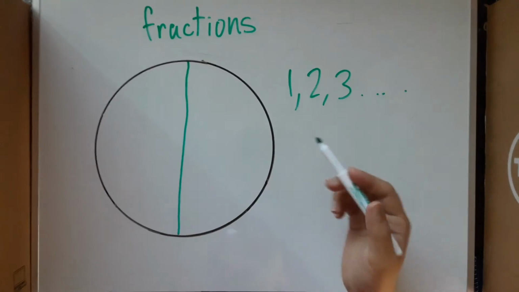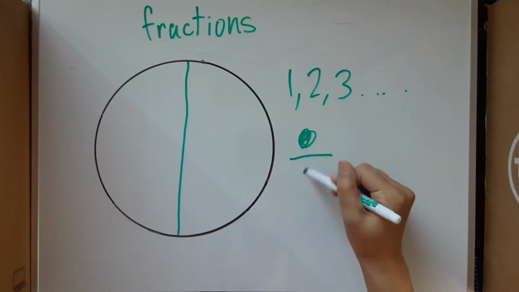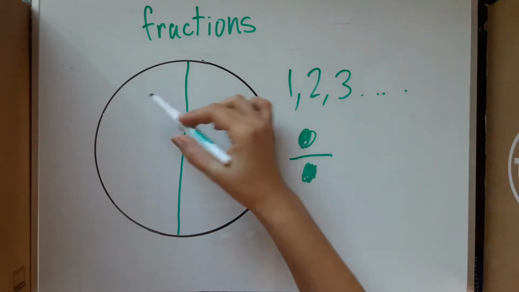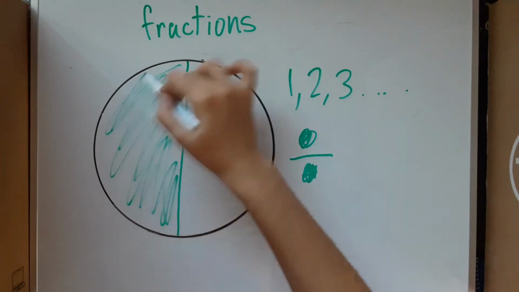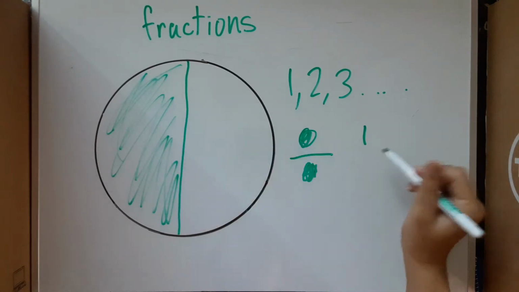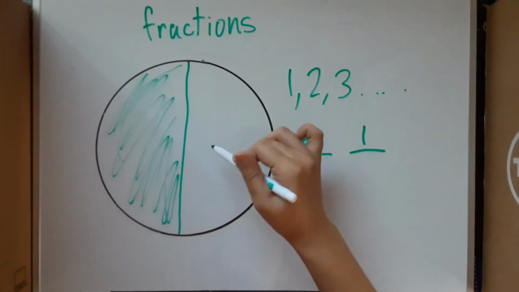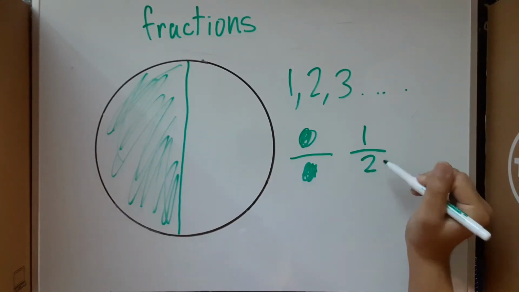To write a fraction, we have a number over another number. So to talk about this side of the circle, we would call it 1, since it's one piece, over the entire circle, which has two pieces. So it would be 1 over 2.